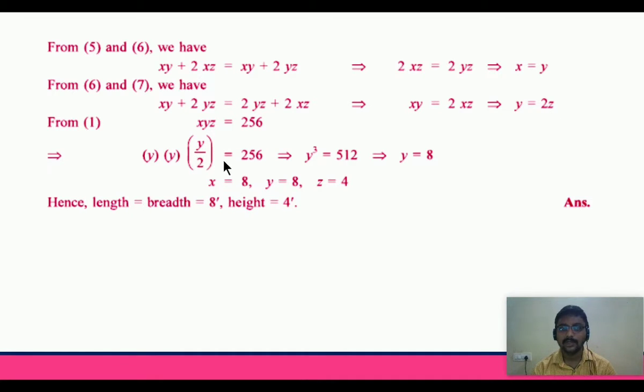Now simplifying, y cube by 2 is 256, which implies y cube is 512, but 512 can be written as 8 cube. So y cube equals 8 cube, which implies that y is 8. Replacing in this equation, we will have x is also 8. Replacing y value as 8 in this equation, 8 equals 2z, which implies that z is 8 by 2, that is, z value is 4. So these are the dimensions of the box. Length is 8 units, breadth is 8 units, and the height is 4 units. So these are the dimensions of the box so that the box is made with the least construction material.